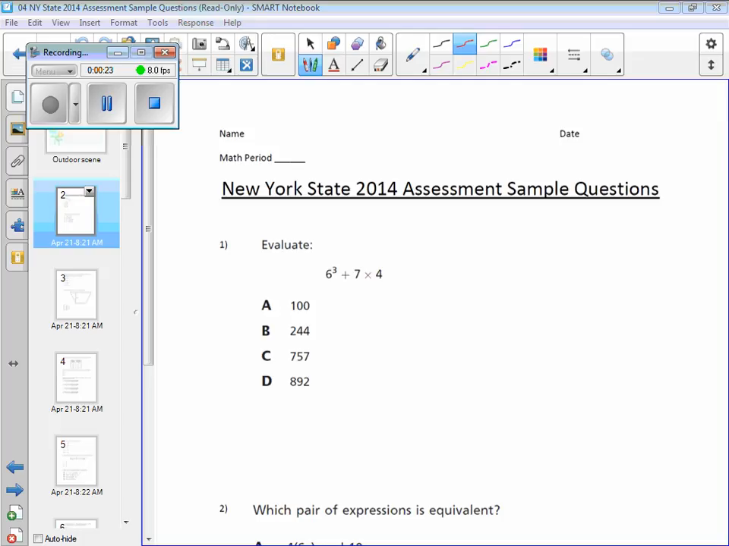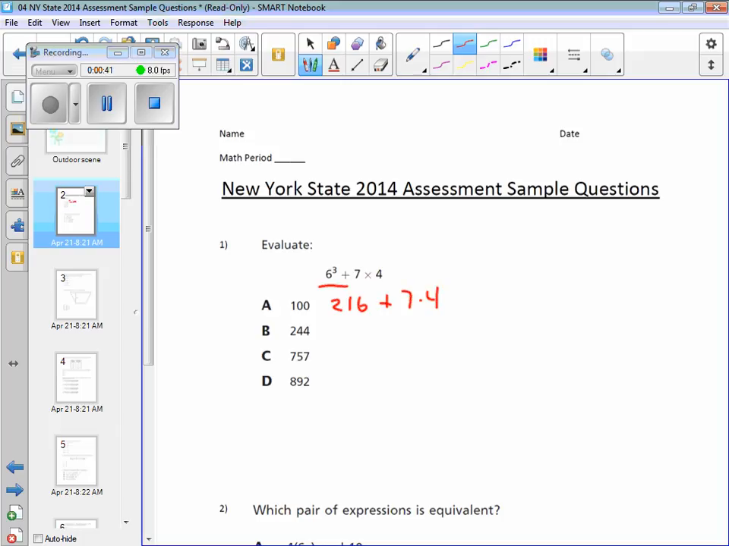It's PEMDAS. I'm going to do my exponent first. Remember, it's not 6 times 3. It's 6 times 6 times 6, which is 216. Bring down whatever's left.